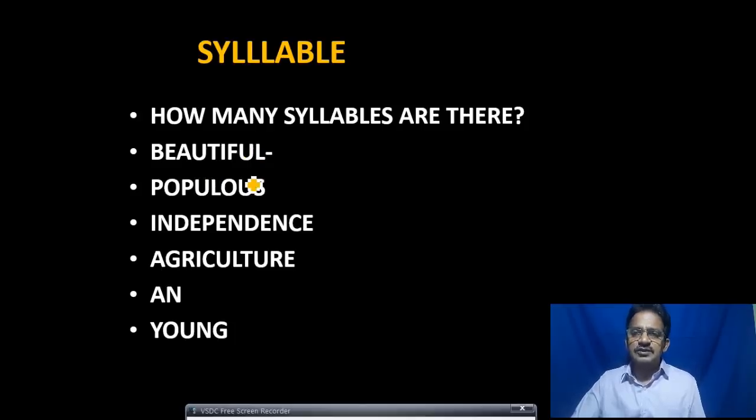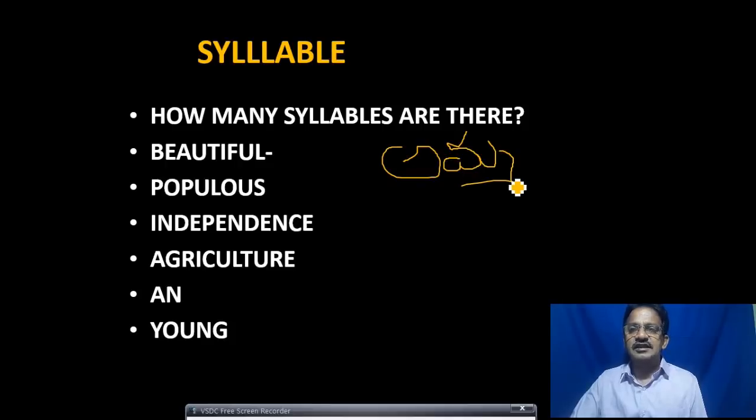It is very easy to divide the syllabification of a particular word in English. For example, beautiful. To divide into syllables, the very easy technique is to write it in Telugu. Beautiful. How many letters are there?